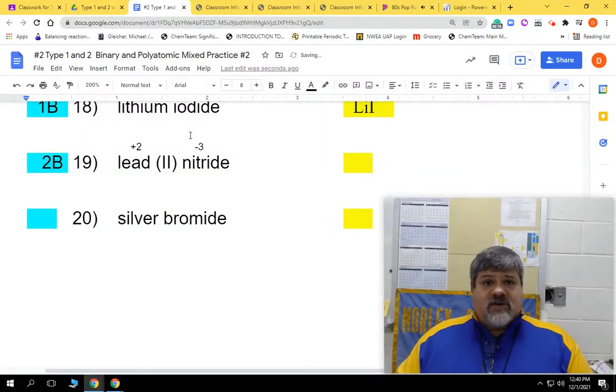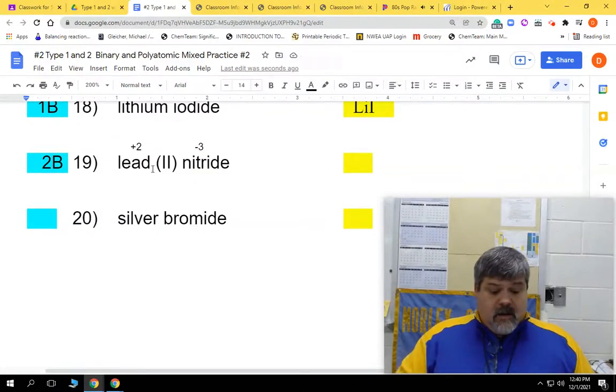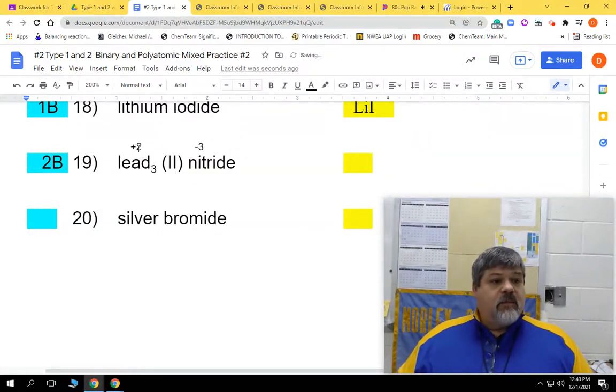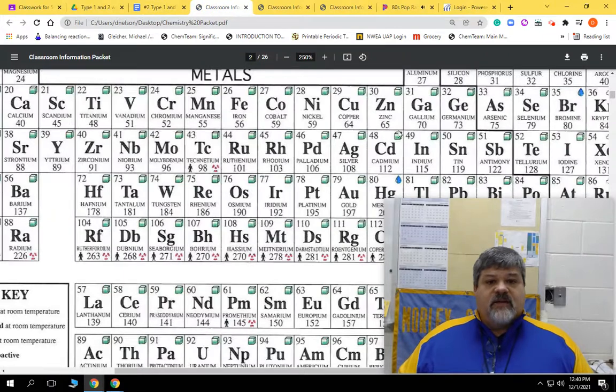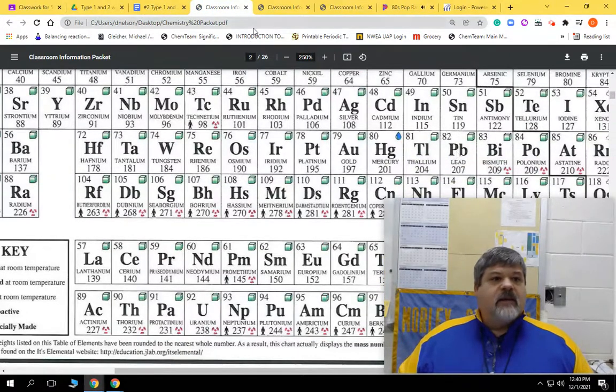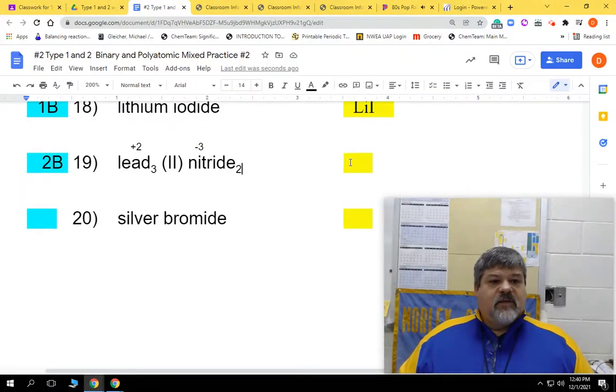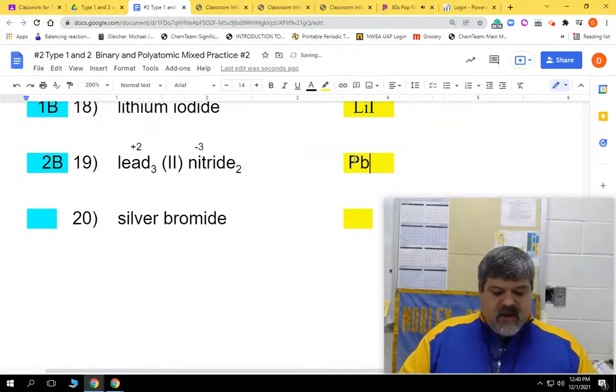They don't cancel each other out, so what do we do? We crisscross. So I'm going to put a 3 right there, and I'm going to move this 2 over here. And so I need 3 leads, and I need 2 nitrogens. Okay, so lead, if you remember what lead was right here, is Pb. So I'm going to put Pb with a subscript of 3.